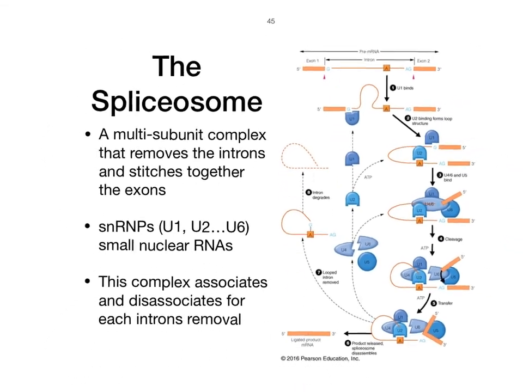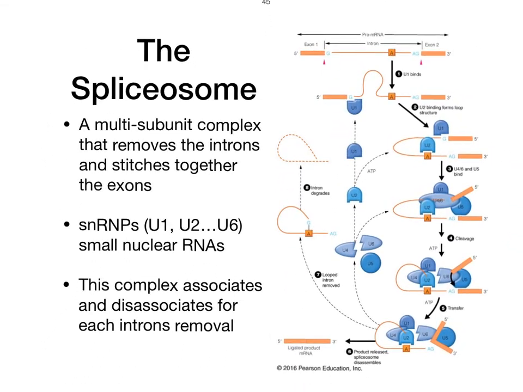So the spliceosome. This is a pretty large set of proteins. It's a multi-subunit complex that removes the introns and stitches together the exons. So the mRNA fragment, in this case, contained the introns, and then they are removed. There are other instances where the introns can never be converted into mRNA. These require SNRPs, which are small nuclear RNAs, and this complex associates and disassociates for each removal.